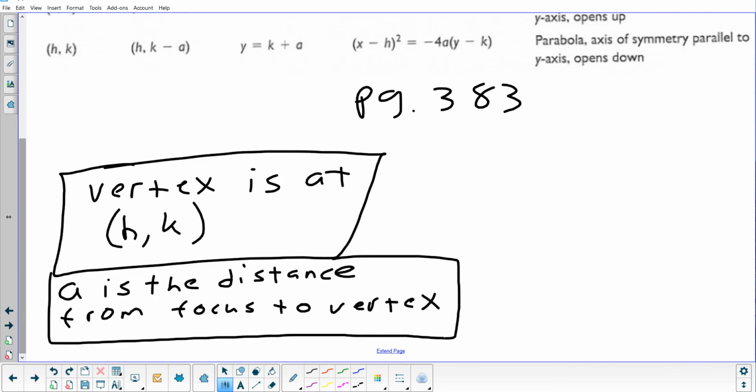I think I already told you guys this. So a is still the distance from the vertex to the focus. Okay, and the vertex will now be at hk. Right, so let's try an example.